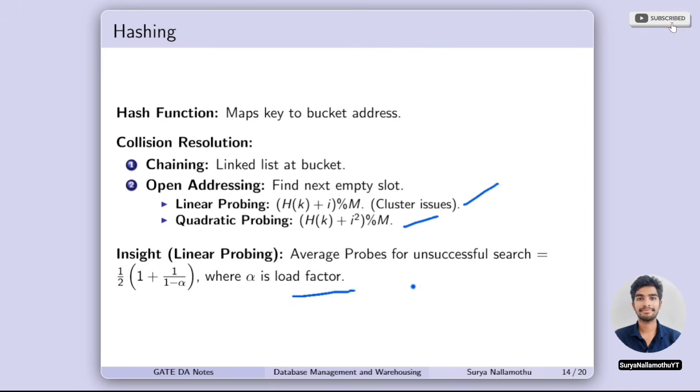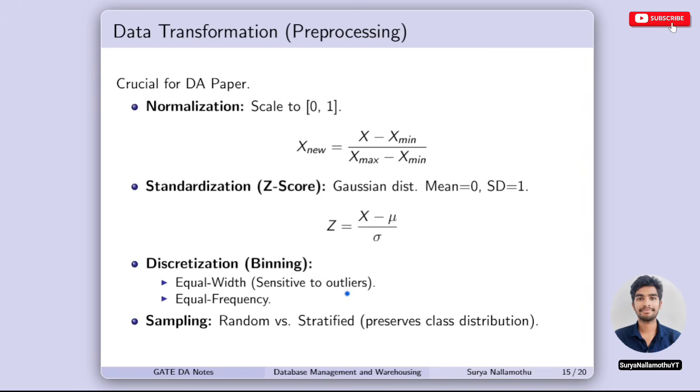You need to remember this point. For an unsuccessful search, if you need to search for an element, the average probes formula is 1/2 × (1 + 1/(1 − alpha)). There is a direct question that can be asked from this, where alpha is considered as the load factor.